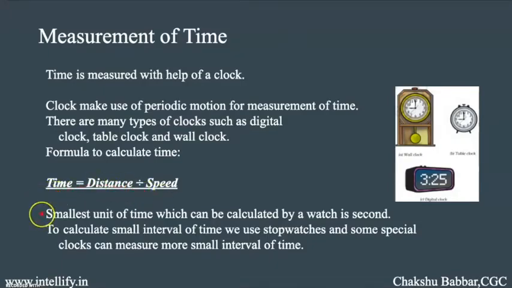The smallest unit of time is second. It can be calculated with the help of a watch. But if we have to calculate even smaller units of time, we use a stopwatch and some special types of clocks which can measure much smaller intervals of time.